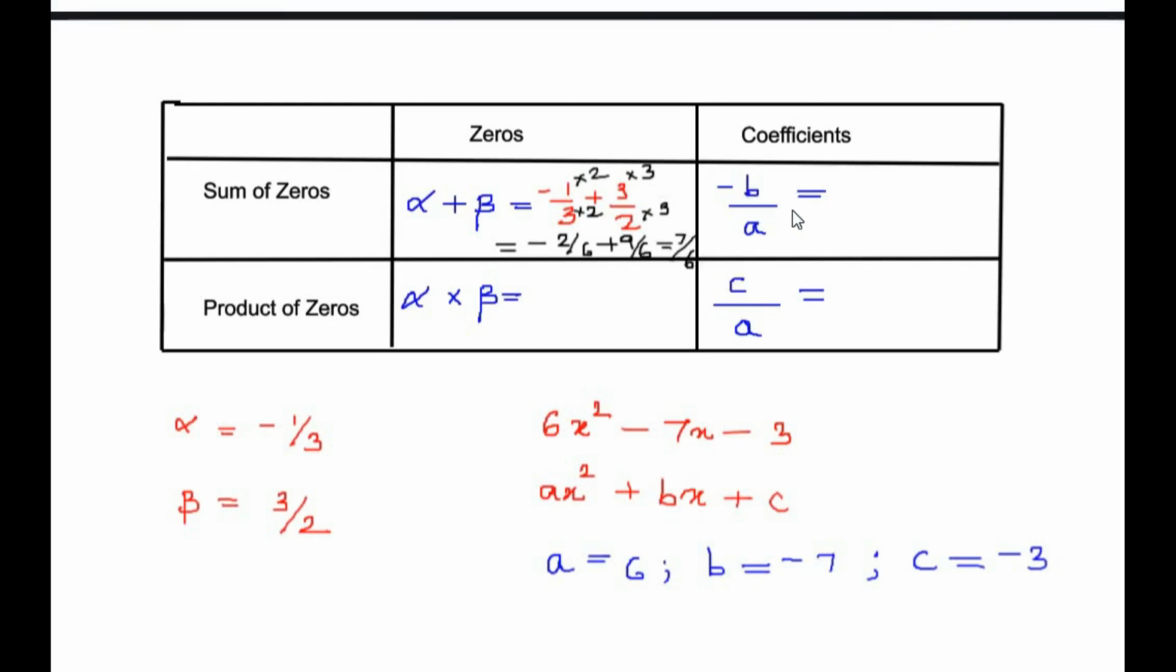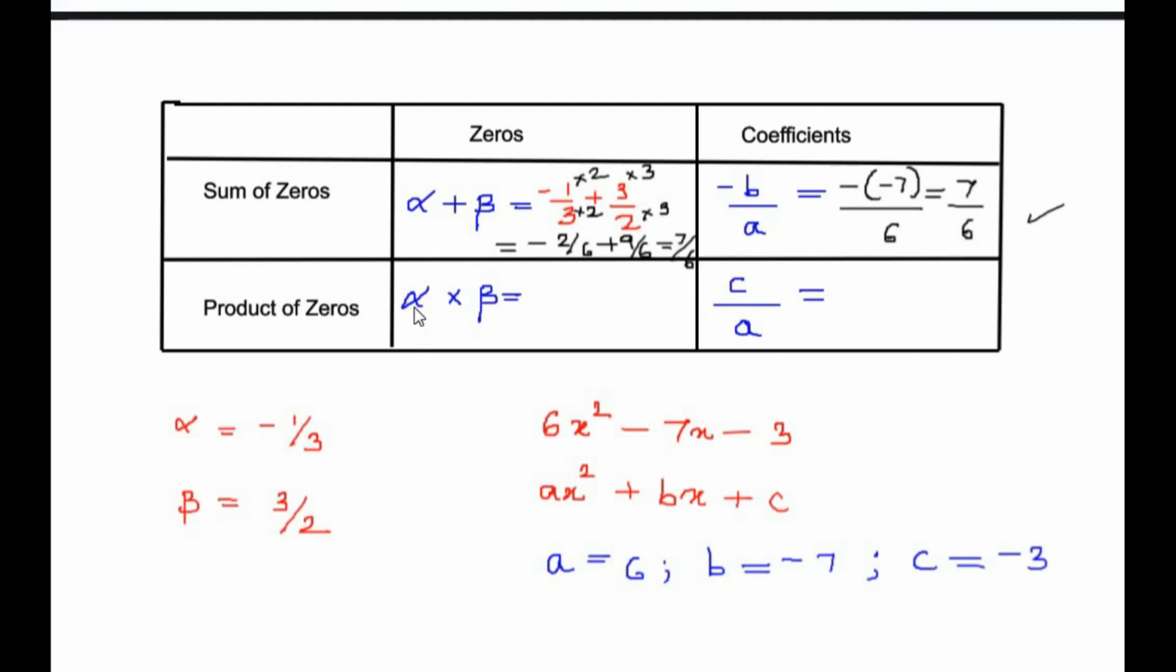So let us check with the coefficient. This was minus b over a. So we have minus, and b value we have here as negative 7 over a is 6. So we get negative of negative, positive 7 over 6. So we have verified that the sum of the zeros and the coefficient ratio are the same, 7 over 6 and 7 over 6.